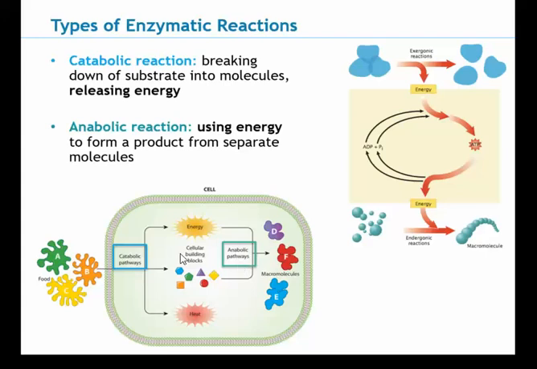So what is this? An anabolic reaction is using energy to form a product from separate molecules. We see over here, we're taking those cellular building blocks that were broken down in the catabolic pathway, and we take the energy that was produced and use that energy in the anabolic pathway, because it uses energy to make other products here. An anabolic reaction is also called endergonic. So an endergonic reaction is powered by ATP breakdown or ATP hydrolysis.